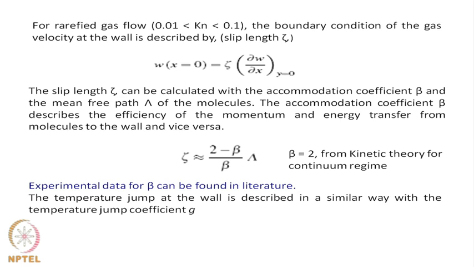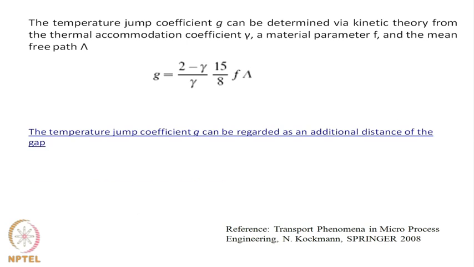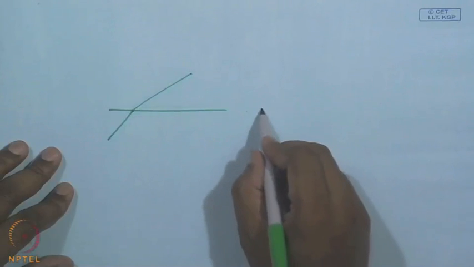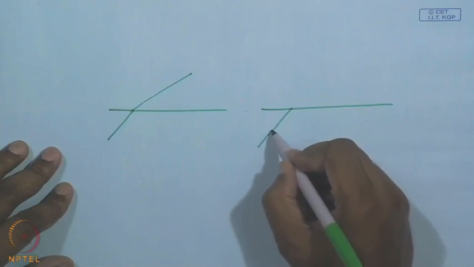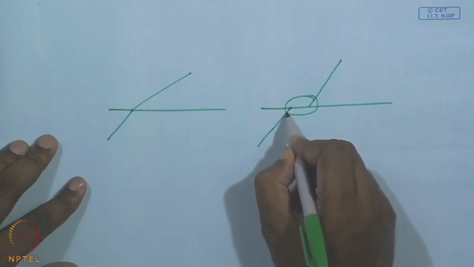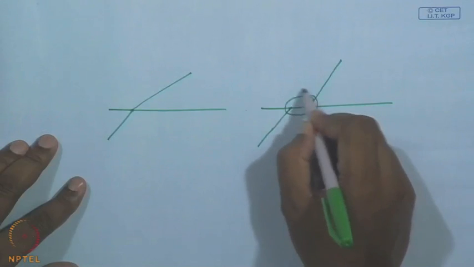And similar to the slip, there is also a temperature jump across the wall, so that the temperature at x equal to 0 is not Tw, but includes G, which is a temperature jump coefficient like the coefficient zeta in the hydrodynamic case, times the gradient at the wall. So, the temperature jump coefficient can be regarded as an additional distance to the gap. It may look something like this: at the interface we have the temperature profile in the solid and the temperature profile in the fluid, but in the case of rarefied condition, we have a change in temperature on the solid side of the interface and on the liquid side of the interface. So, this is the temperature jump that we are talking about.